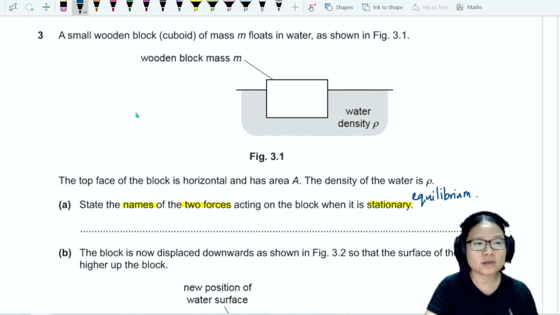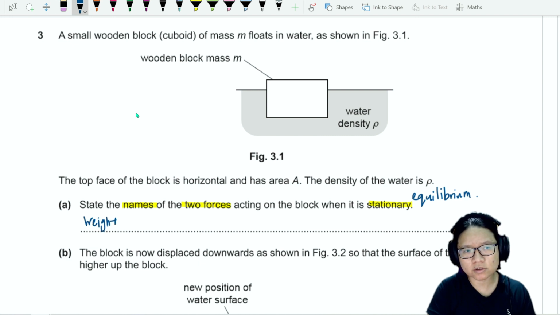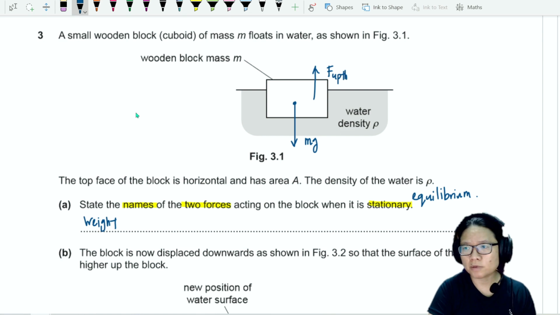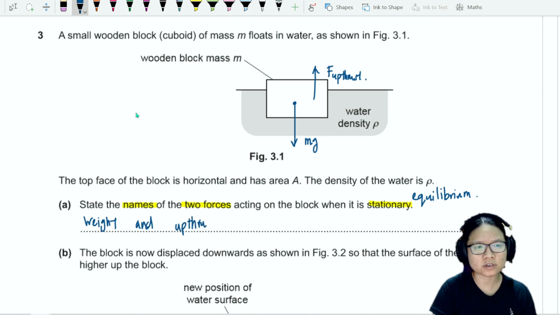Very nice. So what are the forces? There's definitely weight, because we're all under the influence of gravity. And there is also some form of upthrust. You could say upthrust or buoyancy, but those are your two forces.